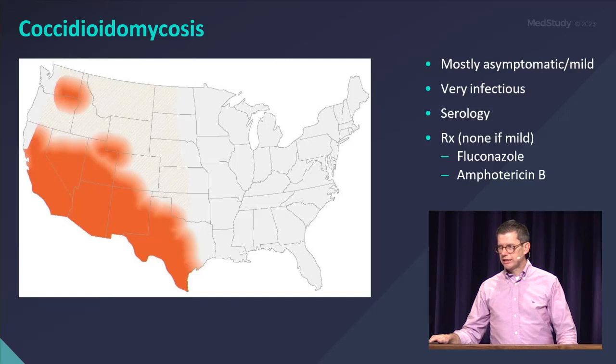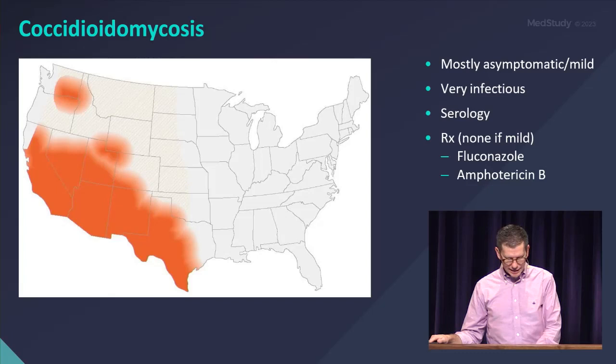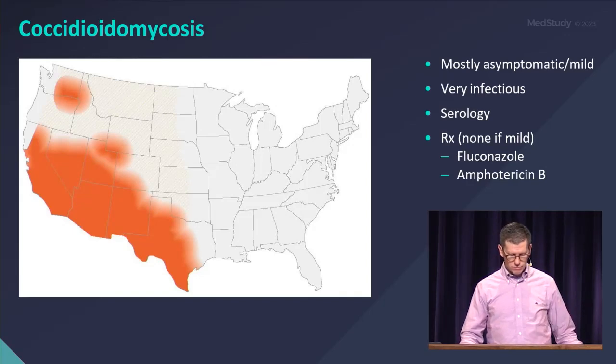And then coccidioidomycosis is mostly asymptomatic and oftentimes mild, although when symptomatic, you can have cough, fatigue, malaise. It can disseminate to cause systemic illness in about a quarter of the time. We diagnose this with serology as well, and treatment, if needed, is usually fluconazole or amphotericin B.